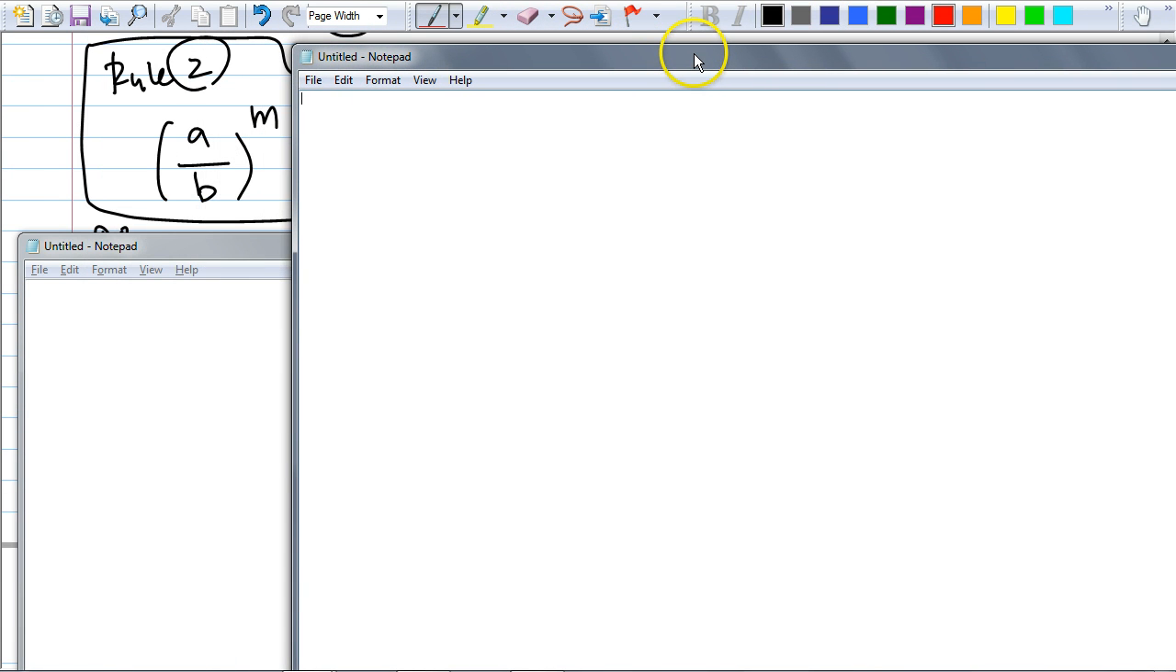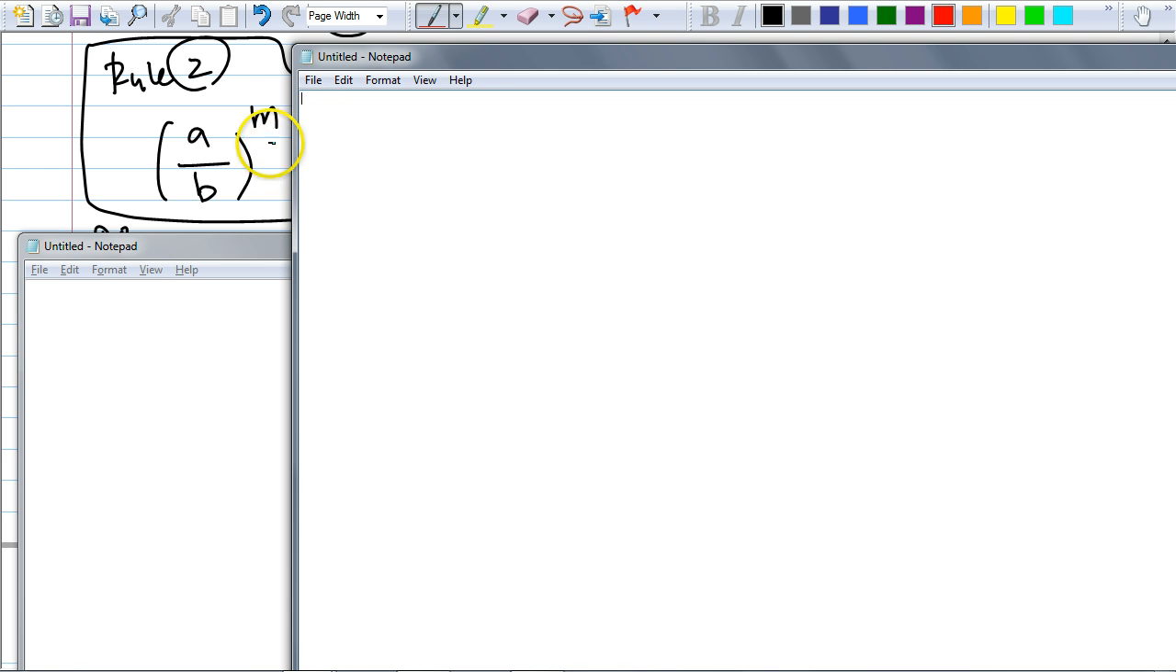This is our second rule of the day. This works out really good. A over b to the n power. How would you simplify this? What does it mean, first of all? To the n power? It means you have an exponent n. It means multiply this base how many times? n times. So it means a over b times a over b times a over b.